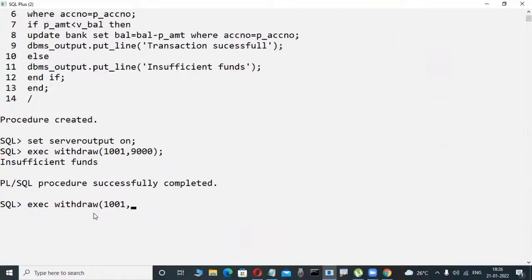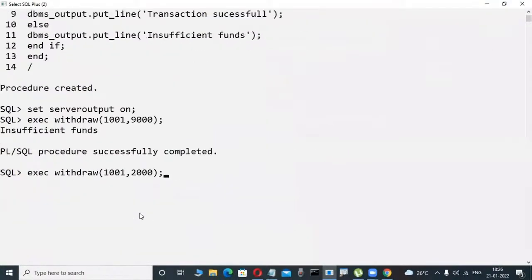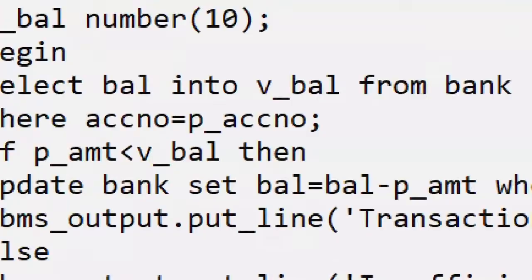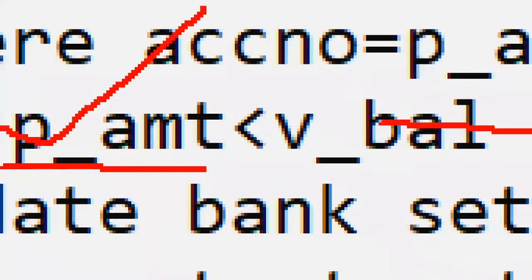Okay, so now here, the procedure. Now I try to withdraw 2,000 rupees. Possible? Possible. Why? Because here my balance is 3,000, and I try to withdraw only 2,000, so it is possible. So whenever the passed amount, 2,000, is less than the available balance, in this case 3,000, here this 2,000 is less than the 3,000.